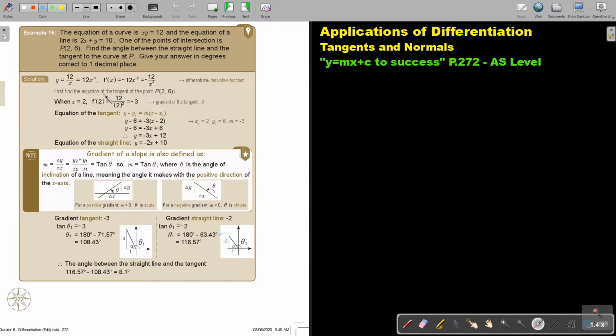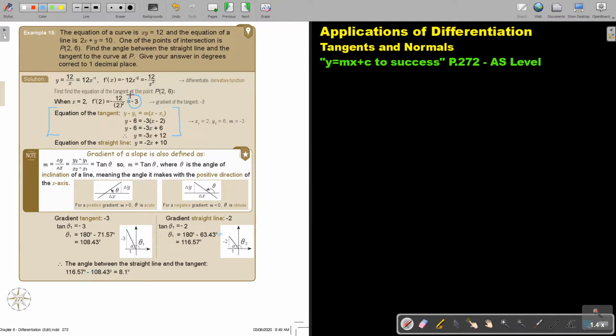Now, first find the equation of the tangent. I just want to say, in this example, they don't specify that you must find the equation of the tangent. I think I will change this to ask you, like I'm going to show you in the try now, to first find the equation and then to find the angle. So actually, in this case, it was not necessary to find the equation of the tangent. This part was not necessary. But I must find the gradient at the point 2.